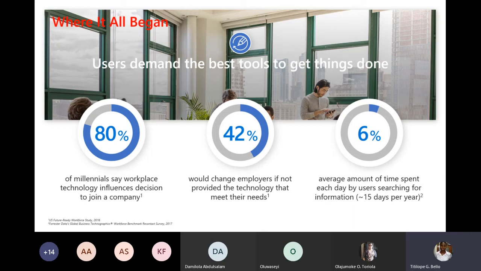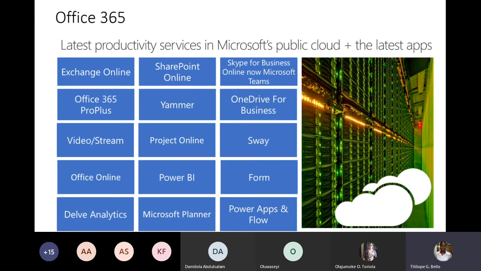So 6% of these organizations were able to study and understand how their users work, the amount of time they spend each day trying to search for information necessary to do their work, how long they take, and how it's affecting them individually and also affecting the productivity and output of the organization at the same time.